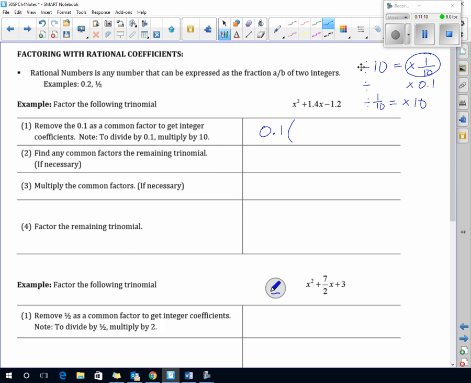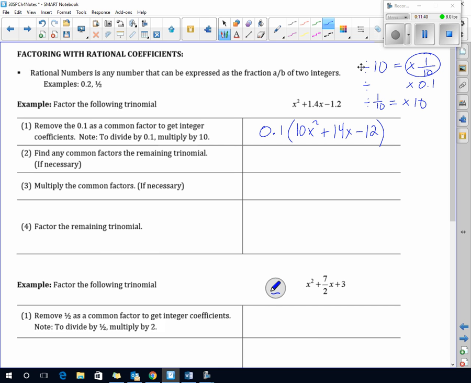Okay, so now watch this. At any point in time, if you don't know what you're doing, you should always check to see if you've altered the question so that it's different. But does everybody see if I multiply 0.1 times 10, I'll get 1x squared. 0.1 times 14, 1.4x, yes? 0.1 times minus 12, I didn't change it at all. I just made it look nicer. Now there is a GCF I can take out of this.